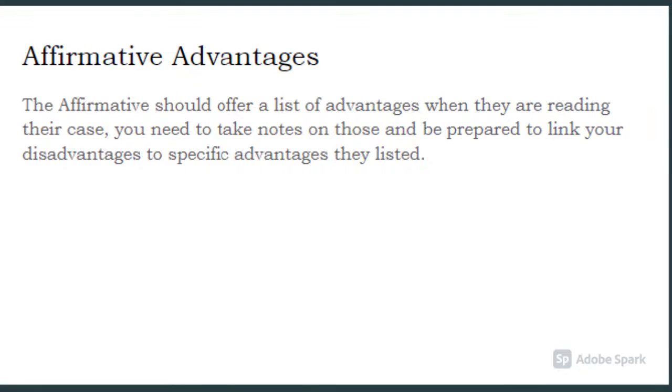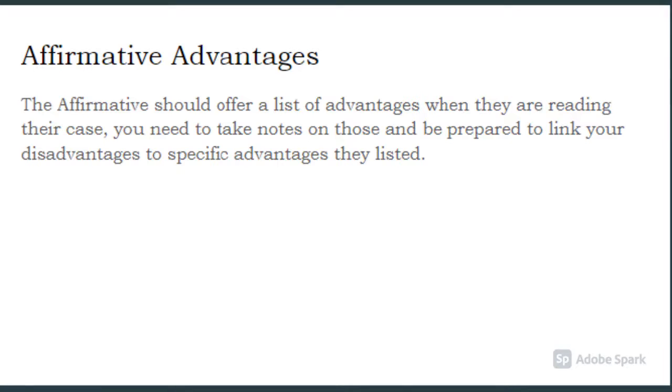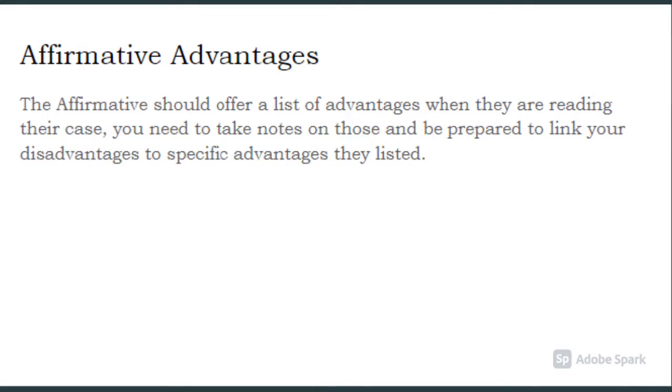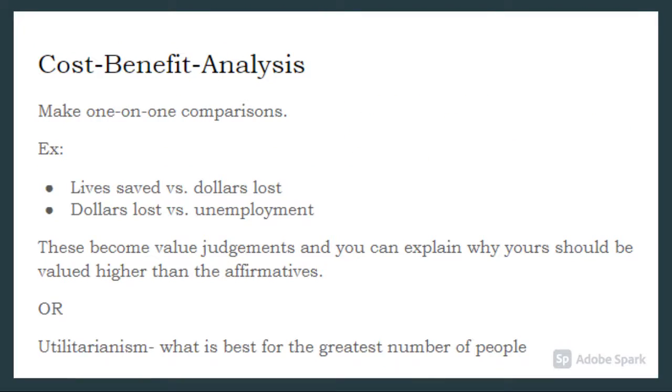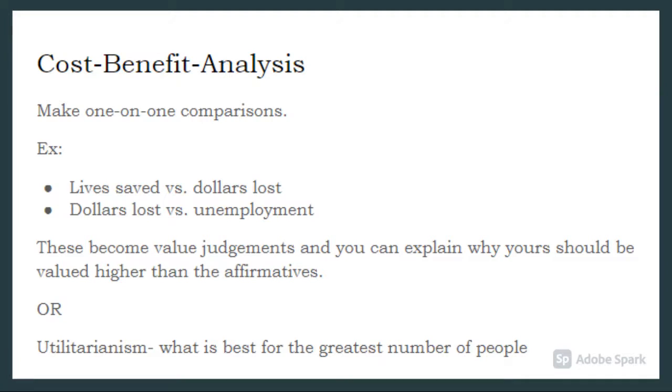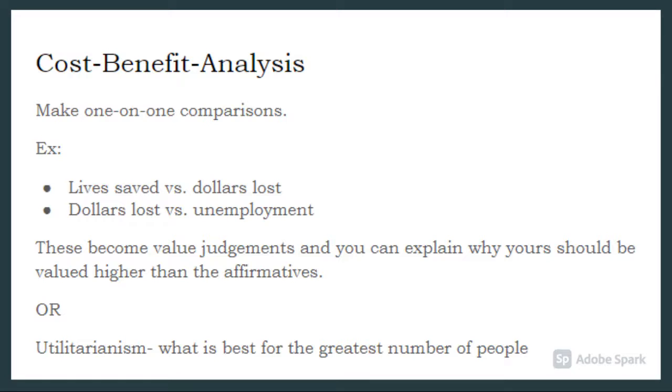You need to take notes on those and be prepared to link your disadvantages to the specific advantages they listed. If they say one advantage is that we're going to decrease the budget deficit, you would say that, yes, you may decrease the budget deficit, but you're actually going to lose millions of lives. That kind of comparison is known as a cost-benefit analysis. That's what you guys are going to be doing. You're going to try to make one-on-one comparisons, for example lives saved versus dollars lost versus unemployment rates.